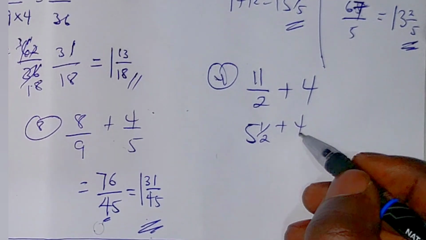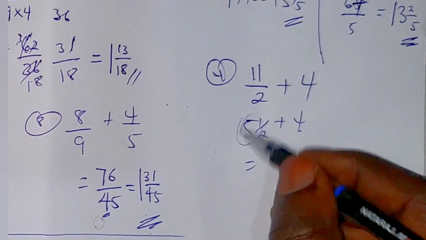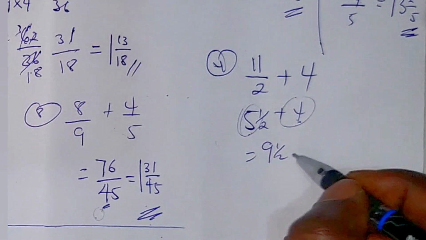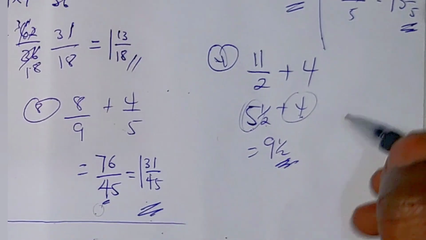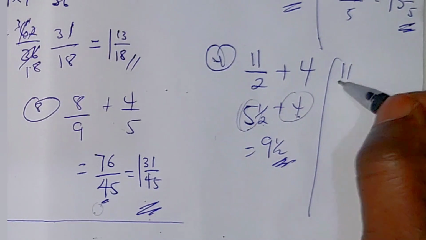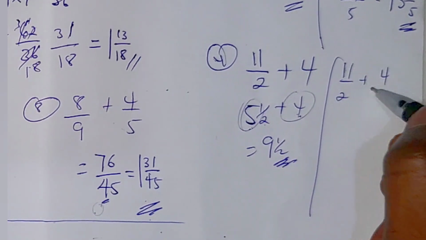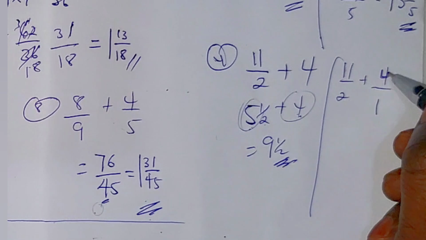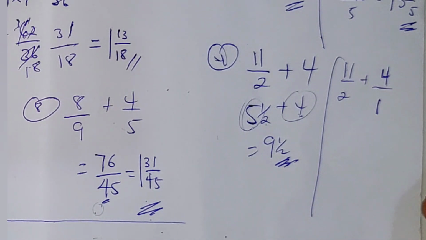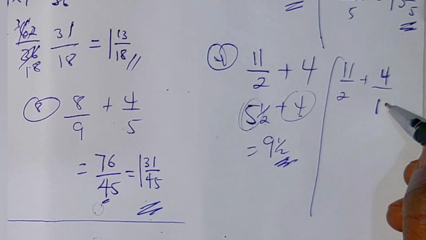So plus 4, we add the whole numbers. So 5 plus 4 is 9. Then we add the fraction, which is half. We are done. But if you don't want that method, you can also decide to use 11 over 2 plus 4. But the 4 is over 1 because it's a whole number. Every whole number has a denominator of 1. That's just as we've been saying in the previous examples.